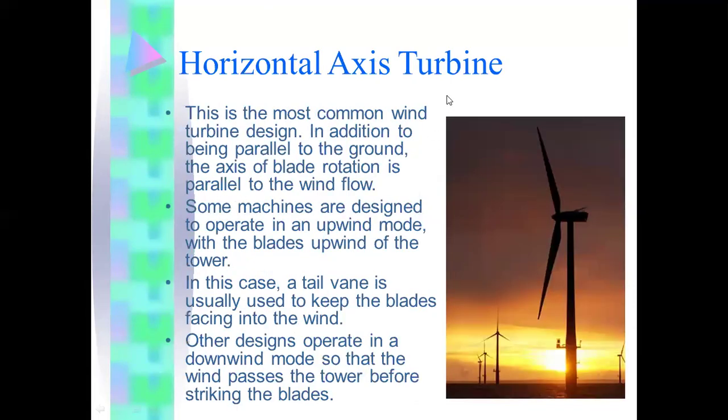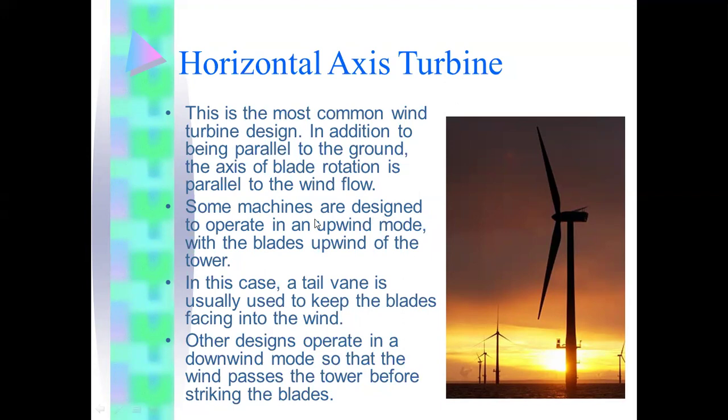Horizontal axis turbine. This is the most common wind turbine design. In addition to being parallel to the ground, the axis of the blade rotation is parallel to the wind flow. And this is the blade of the windmill, and this is the axis. The air flow is the same as the axis of the windmill, or we can say that airflow is parallel to the axis of the windmill.